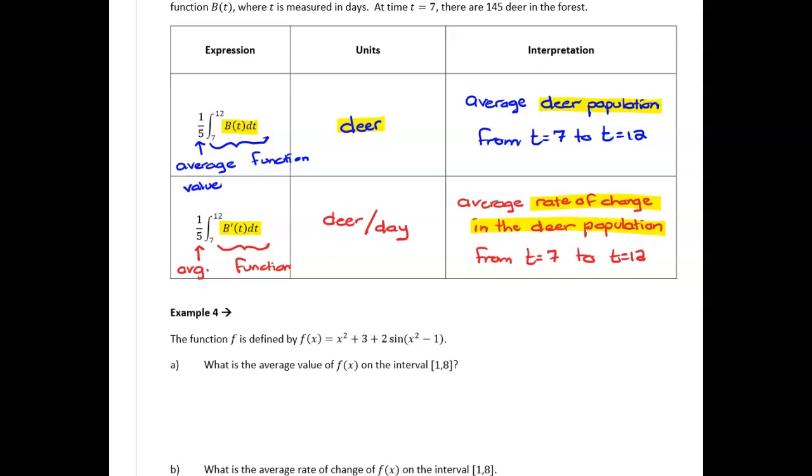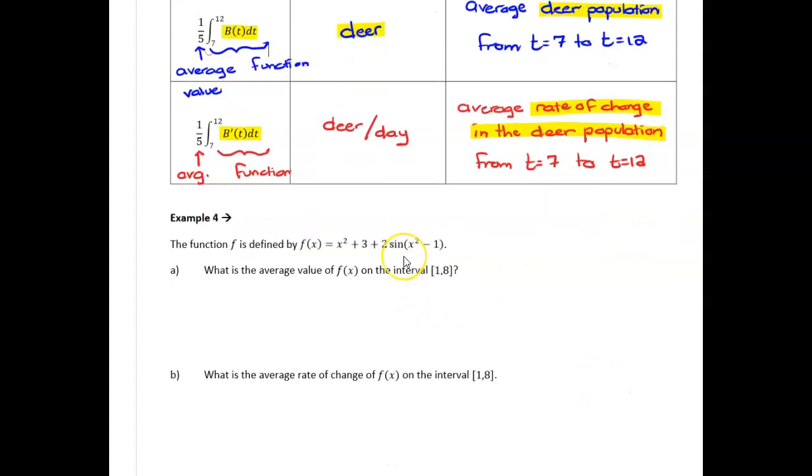All right, so quick review of what we have here. When we're calculating average values of functions, our units are going to match our units of our function. And then just make sure with your interpretation, you include the time from t equals 7 to t equals 12. If you just say average deer population, it's not going to get you credit on the AP exam. You have to state average deer population from 7 days to 12 days.